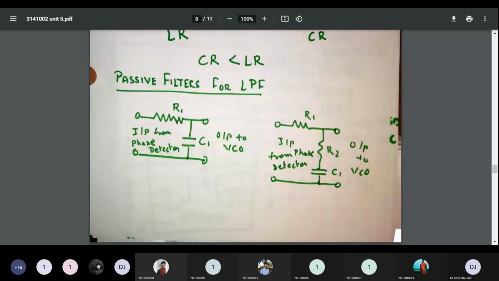So I have drawn few combinations of R and C, which can be termed as low pass filters. R1 C1 or combination of R1 R2 C1. I hope the circuit diagram is visible to you. Please respond yes or no. Yes, sir. So these are some kind of passive filters for LPF. Can I proceed further? Wait, we are drawing the circuit.